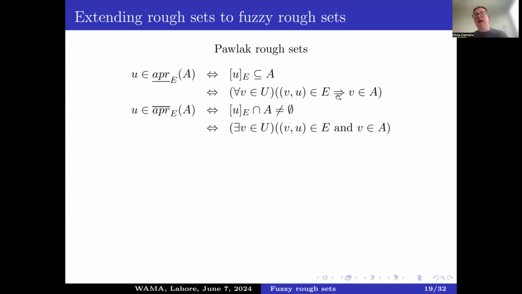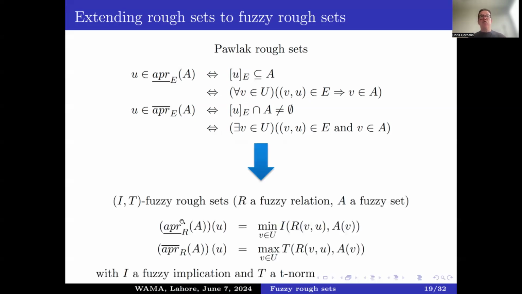So we have here a logical implication, here we have a logical conjunction, and we have those two quantifiers for all and exists. So we are going to extend that now to fuzzy rough sets, where the equivalence relation will become a general fuzzy relation, either fuzzy indiscernibility or fuzzy dominance. And the set A, the concept, will now be in general a fuzzy set. Okay. Now, in order to do that generalization, we need operations to generalize the implication and the conjunction.